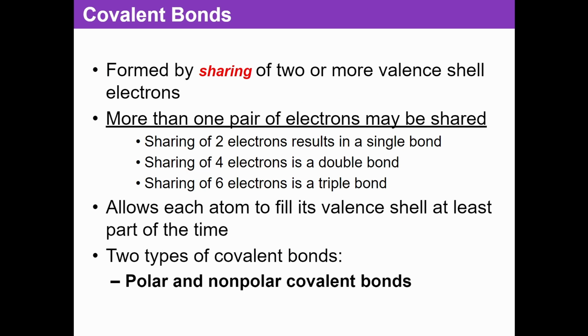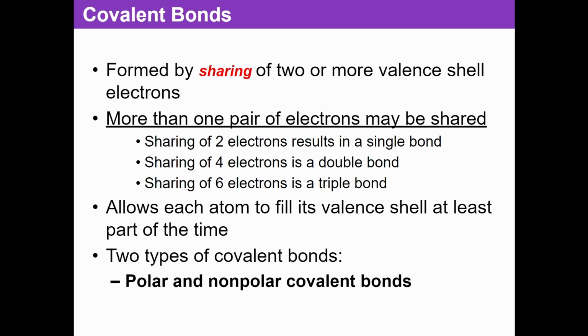Next, let's look at covalent bonds. Covalent bonds are formed by sharing 2 or more valence shell electrons. Not transfer, sharing. So you can share a pair, not just one electron. So more than one pair of electrons could be shared. If you share 2, it's a single bond. If you share 4, it's a double bond. If you share 6, it's a triple bond.